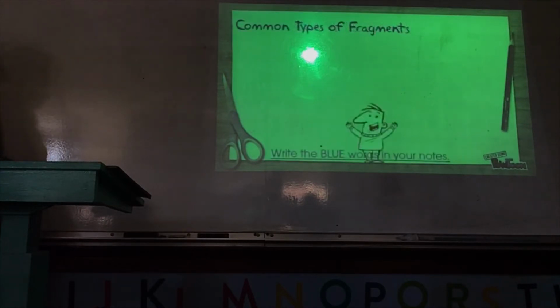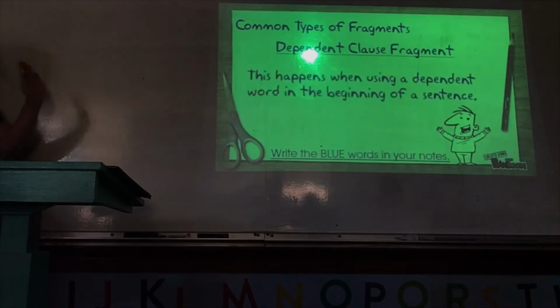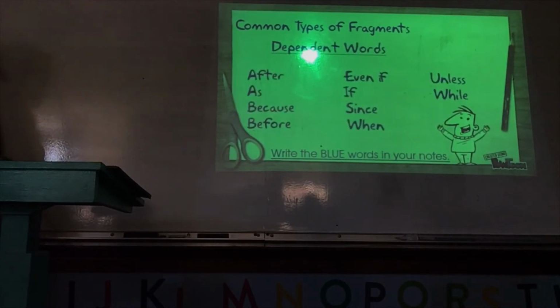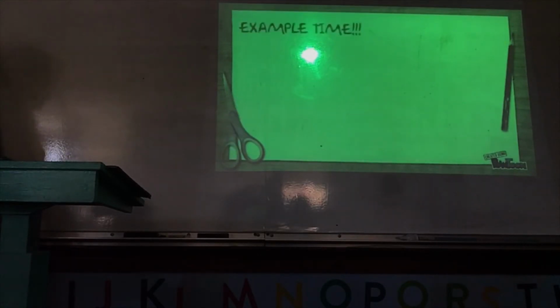Now, let's look at some common types of fragments. The first type of fragment is the dependent clause. Listen to this word in the beginning of a sentence. Some common dependent words include after, as, because, before, even if, since, when, unless, and while. Here's an example of a dependent clause.